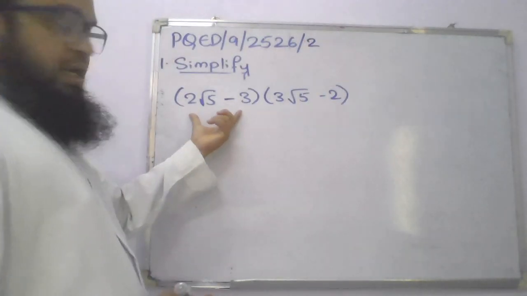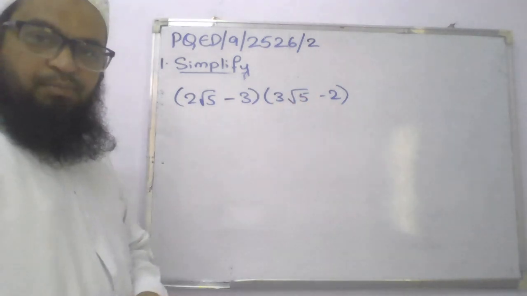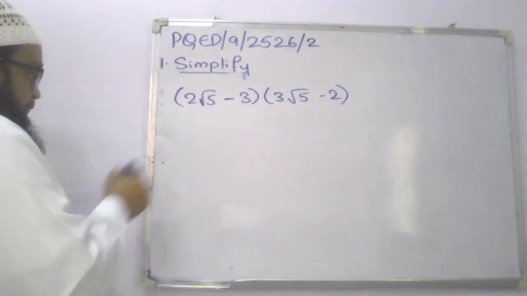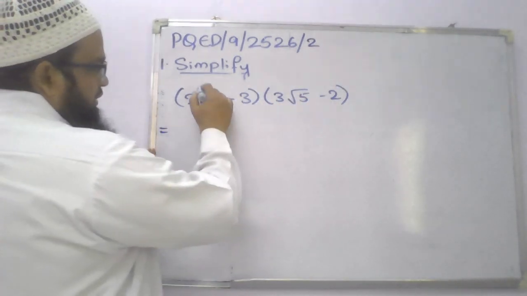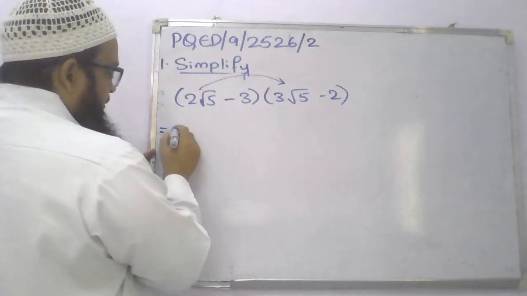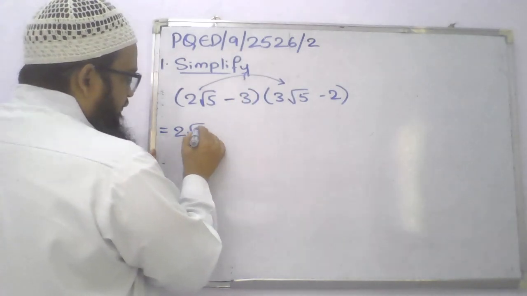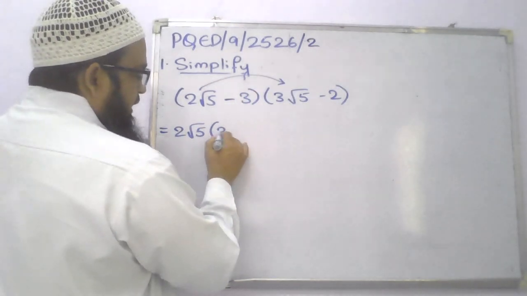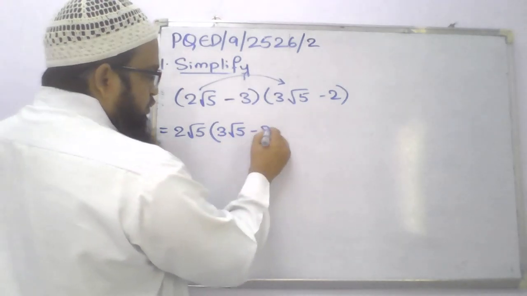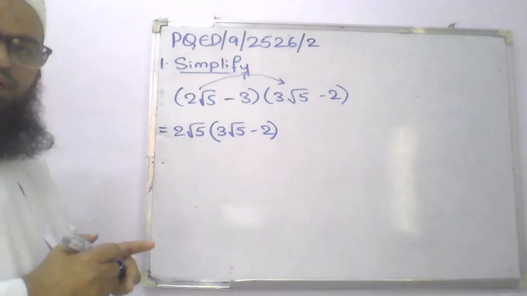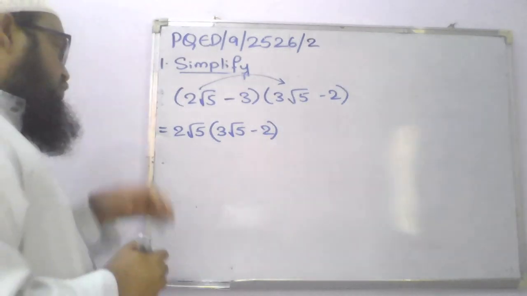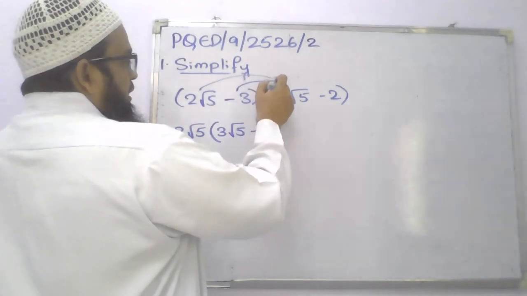So here you have two expressions getting multiplied. What are you supposed to do? You have to distribute the first term to the second expression. So distribute 2 root 5 times (3 root 5 minus 2). And whenever you have negatives, please take care. Now you have to distribute not 3.